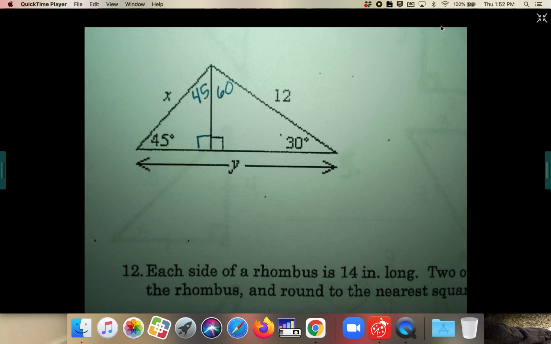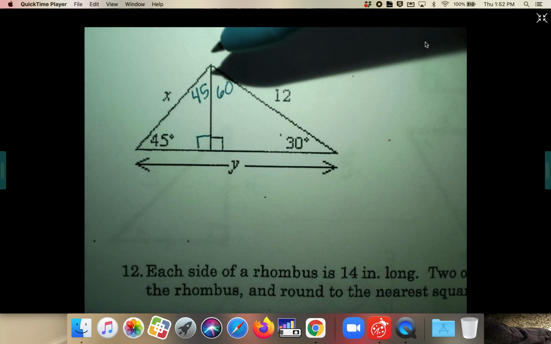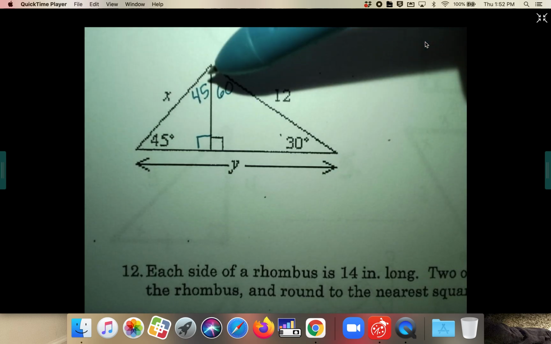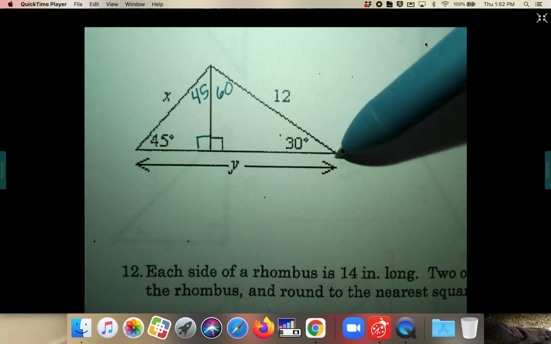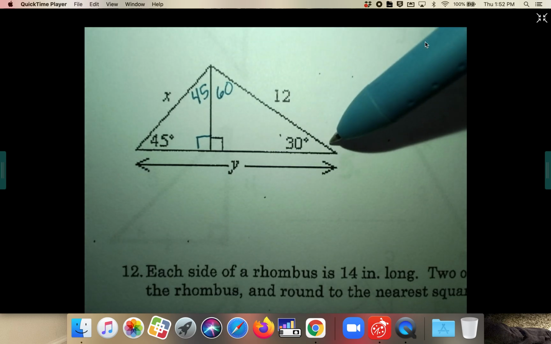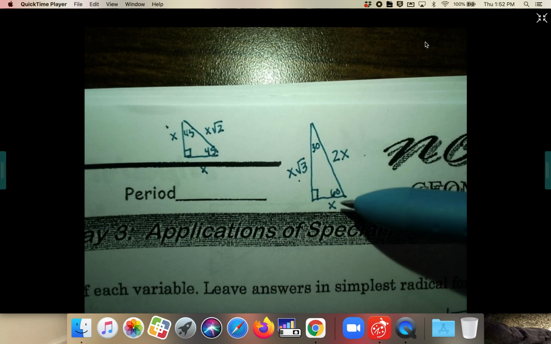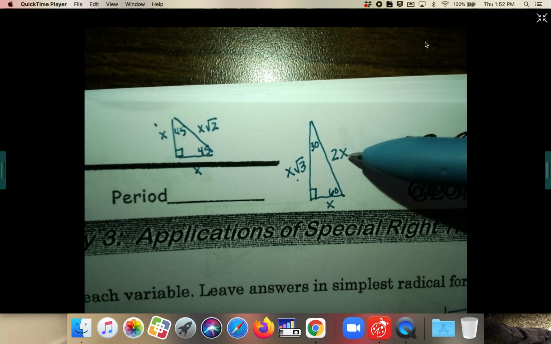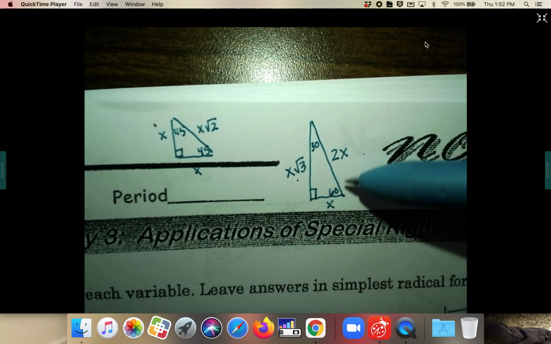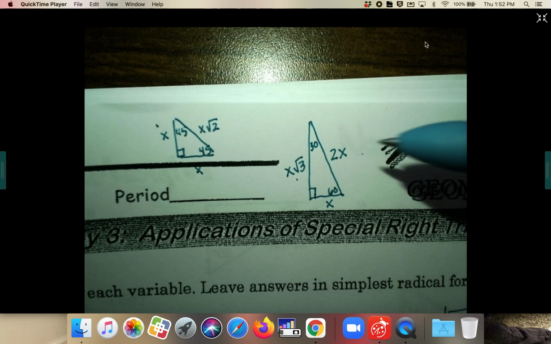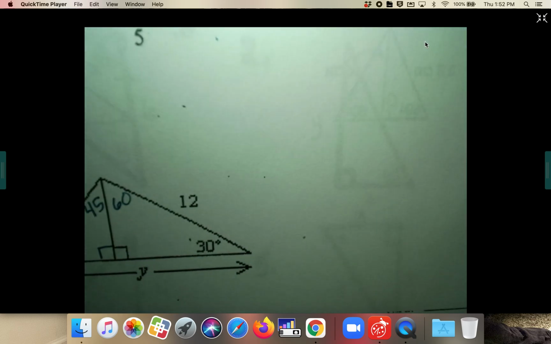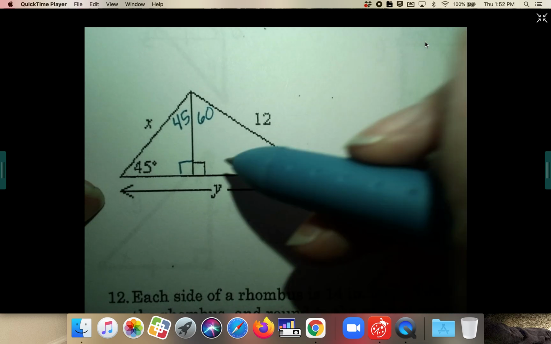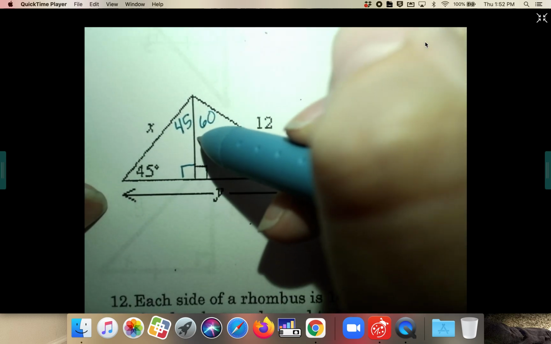All right, so this one does not give us any. It gives us the hypotenuse of the 30, 60, 90. So it says 12 is the hypotenuse of the 30, 60, 90. So let's go look. Here's the 30, 60, 90. Here's the hypotenuse. 12 equals 2x. So if 12 equals our 2x, then x must be 6. So that means that our short leg in the 30, 60, 90, which is right here, is 6.